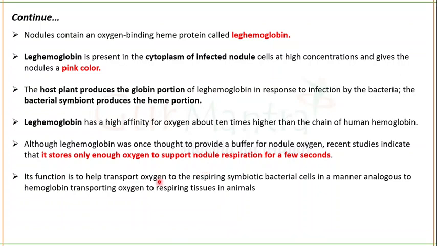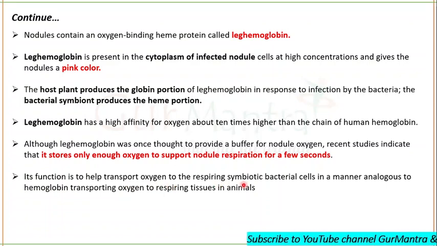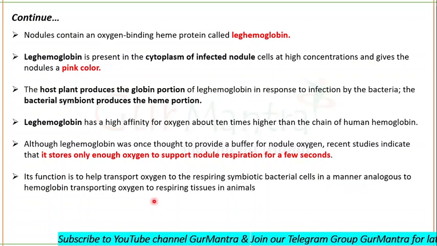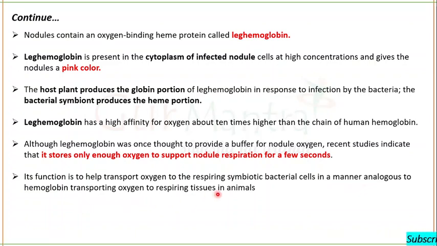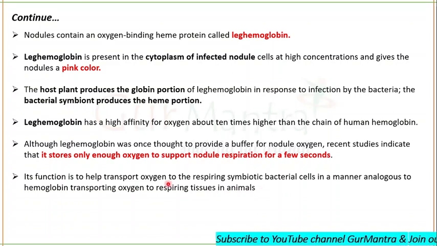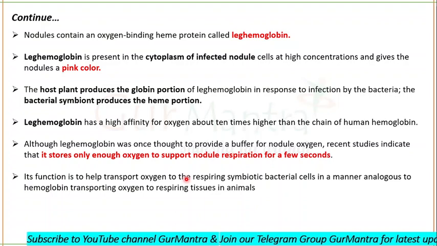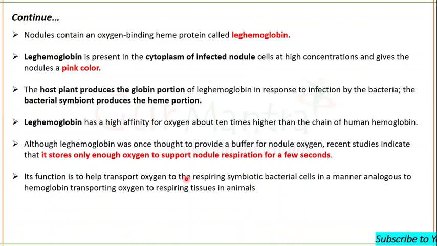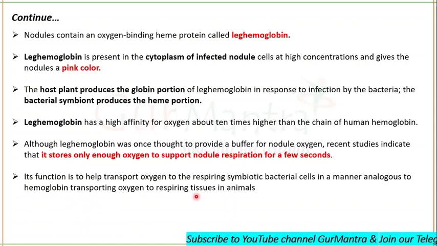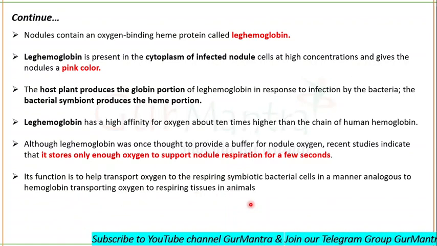So hemoglobin actually helped transport oxygen to the respiring symbiotic bacterial cells, in a manner analogous to hemoglobin transporting oxygen to respiring tissue in animals. So this hemoglobin will be transporting oxygen to the respiring symbiotic bacterial cell as well. In what manner? In a manner just analogous to the hemoglobin transporting oxygen to respiring tissue in animals.